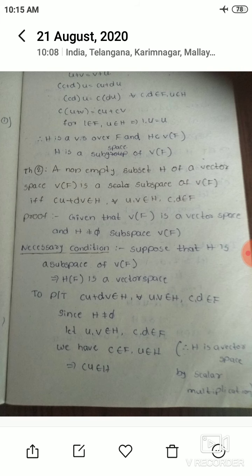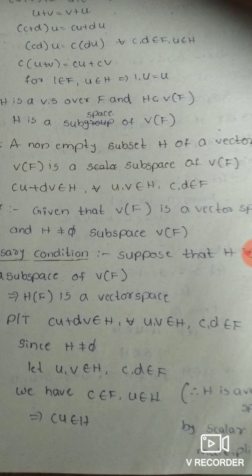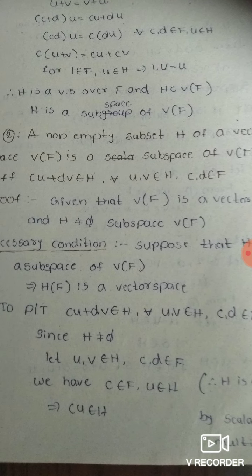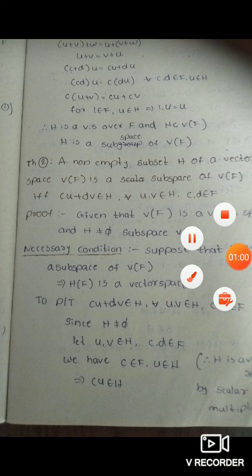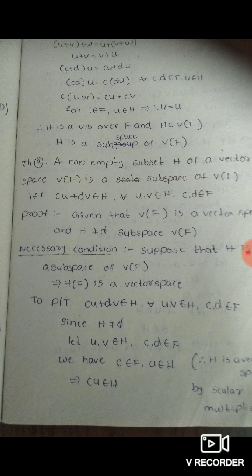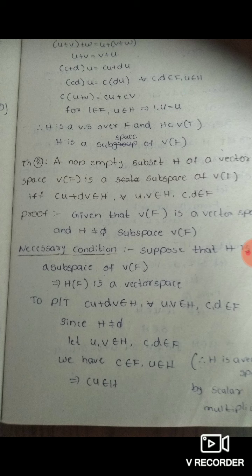A non-empty subset H of a vector space V of F is a subspace of V of F if and only if Cu plus dV belongs to H for all U, V belongs to H, C, D belongs to F.